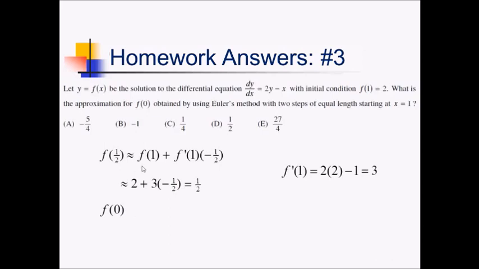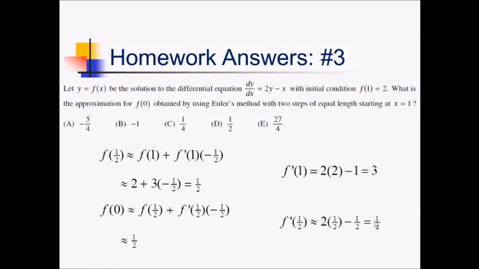So to do that, I'm going to need f of 1/2, which we just approximated there, plus f prime of 1/2 times our step size of negative 1/2. F of 1/2 we just found was also exactly 1/2, which is kind of nice. F prime of 1/2, well, I'm going to be doing minus 1/2 in my differential equation, and I'm going to have to do 2 times the y value of 1/2. So 2 times this 1/2 minus this 1/2, that's going to be 1 minus 1/2, which is also 1/2.